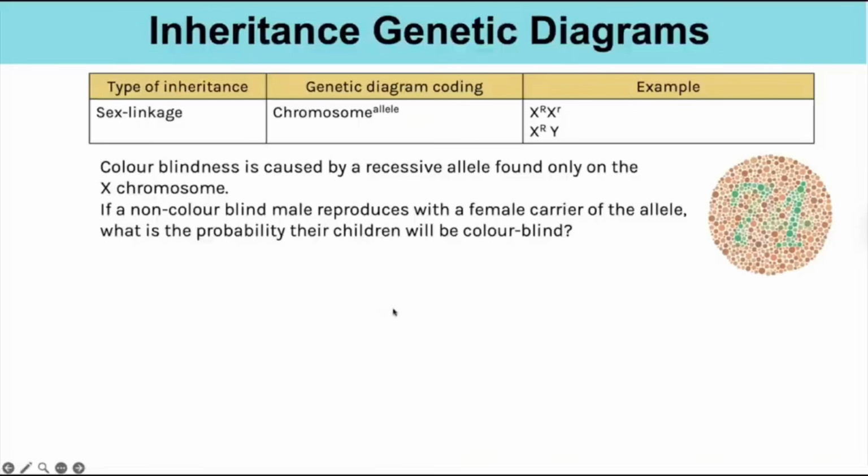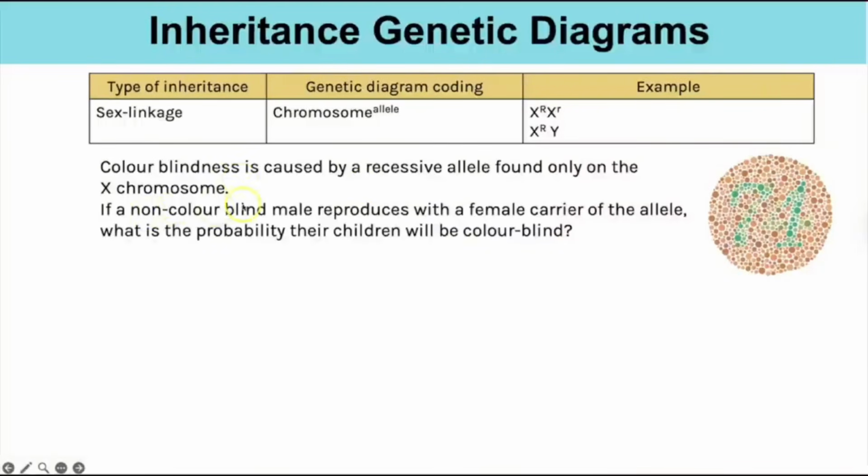Then we've got a sex linkage example. So colour blindness, again, you don't need to know this as an example. In fact, all of the examples I've done are application. There is no genetic condition or disease that you need to know for AQA. You'd always be given the information and then you do the genetic cross. So colour blindness is caused by a recessive allele, or at least one type of colour blindness is caused by a recessive allele found only on the X chromosome.